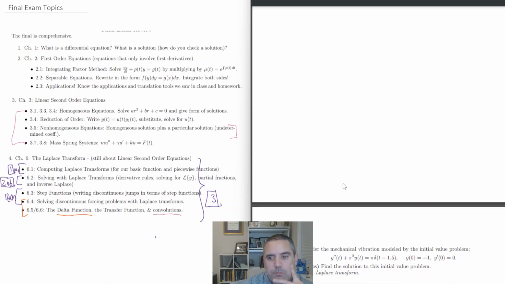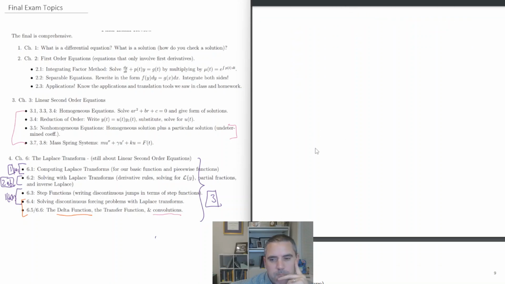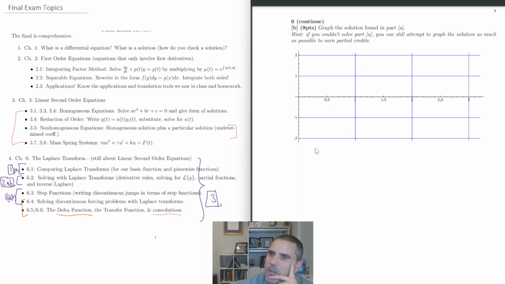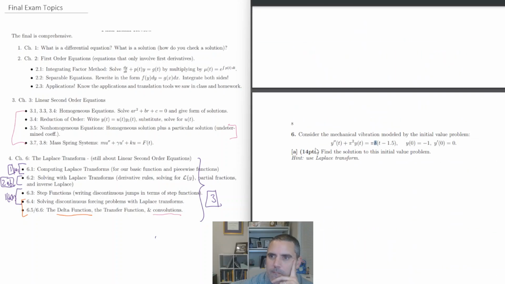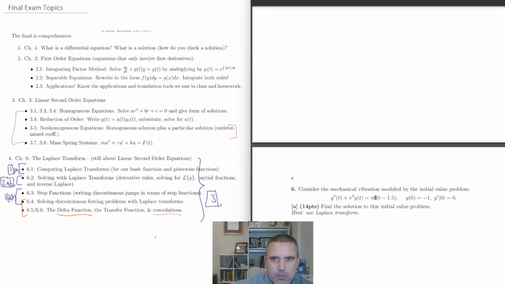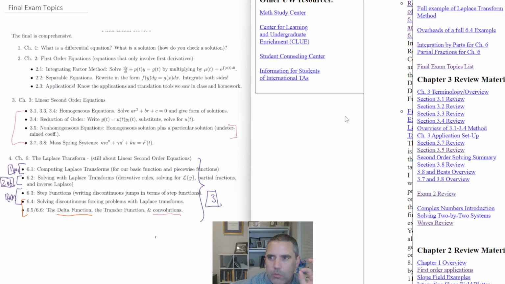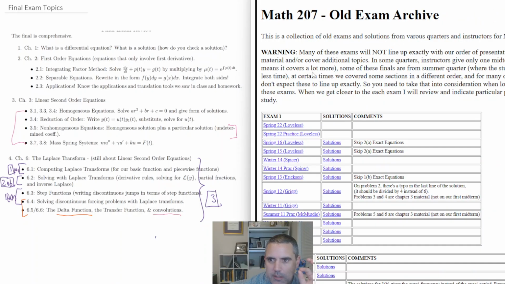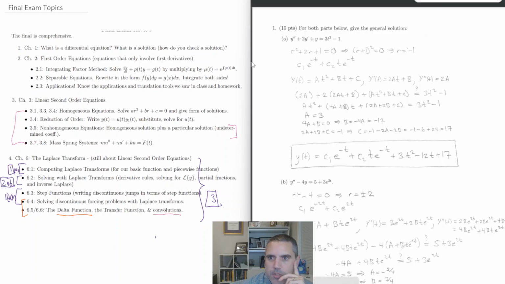Laplace transform. Another Laplace transform, there's that delta function. Graph the solution. Oh, it's some sort of wave you're going to think about. Okay, so that's a mixture of things. I do want to say that if you want to see some more detail in solutions, I would look at some of my old exams. Let's pull one of those up.